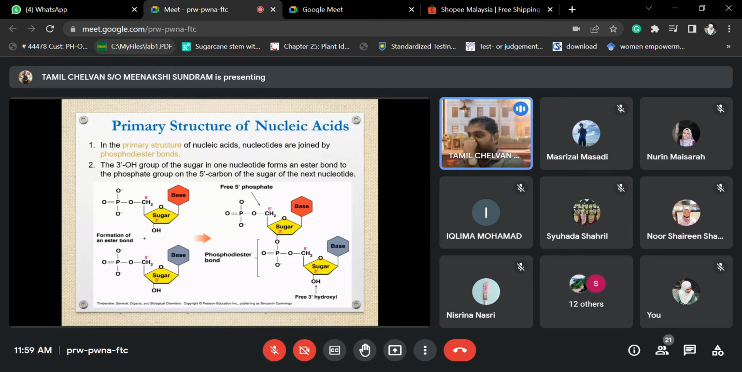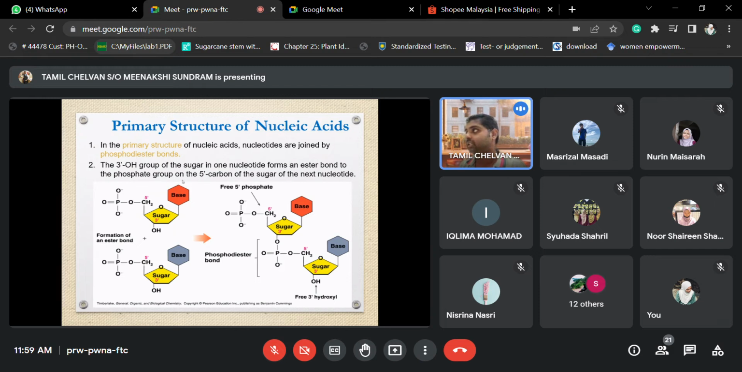Jadi kita tengokkan dia punya structure ada primary, secondary, tertiary and quaternary. Primary structure of a nucleic acid is the general insight of how it is. So it develops dari kecil jadi besar, how it is tied together. In the primary structure of nucleic acid, nucleotides are joined by phosphodiester bonds.